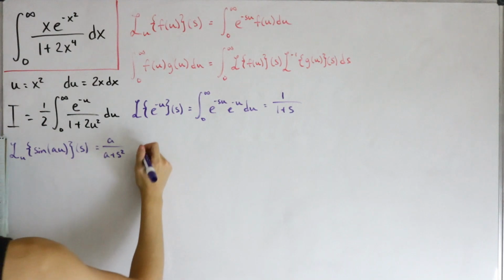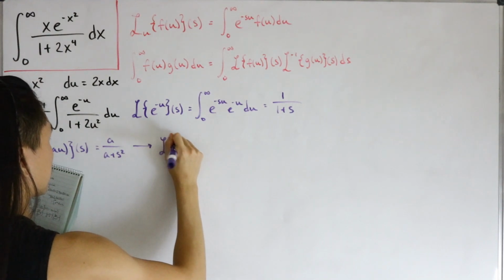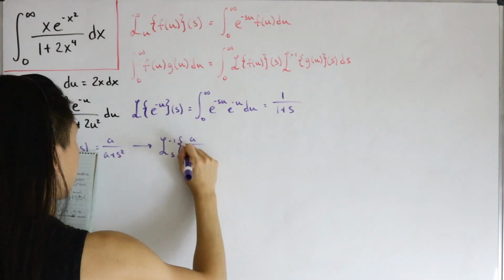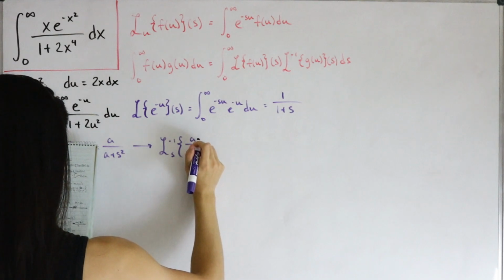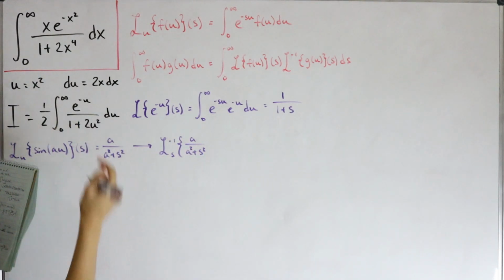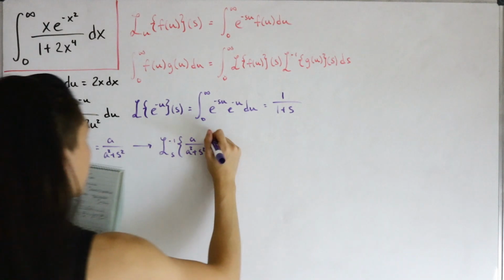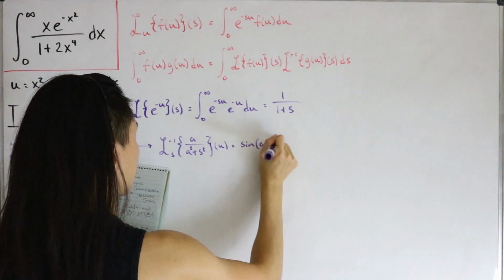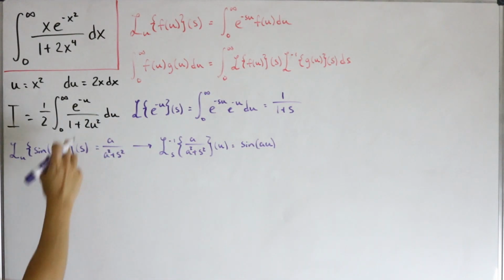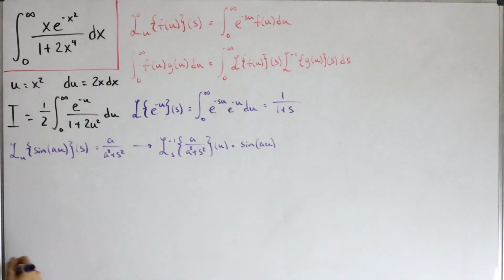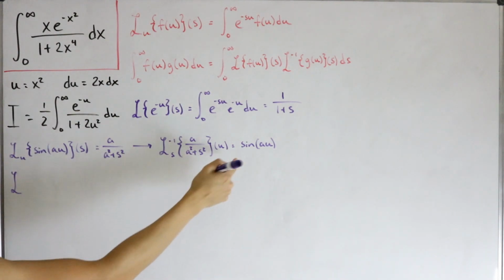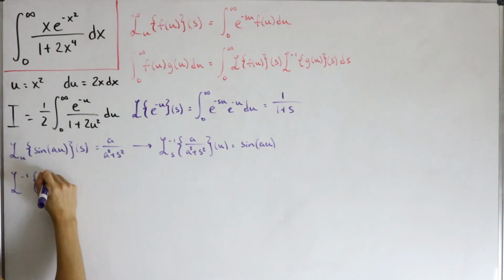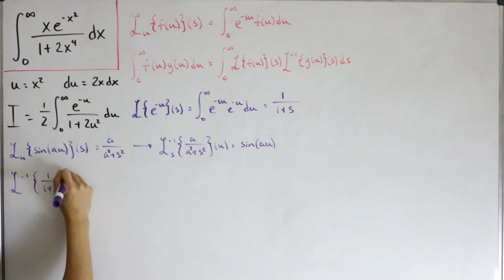So of course that utilizes to say that the inverse Laplace transform, for the variable s, of a divided by a squared plus s squared, in the variable u, is simply going to equal sine of a times u. So if I plug in 1 divided by 1 plus 2u squared, utilizing this definition, then the inverse transform of 1 divided by 1 plus 2u squared.